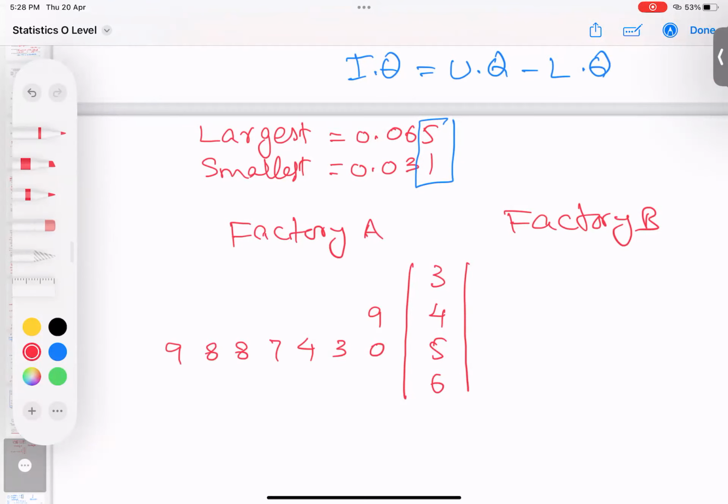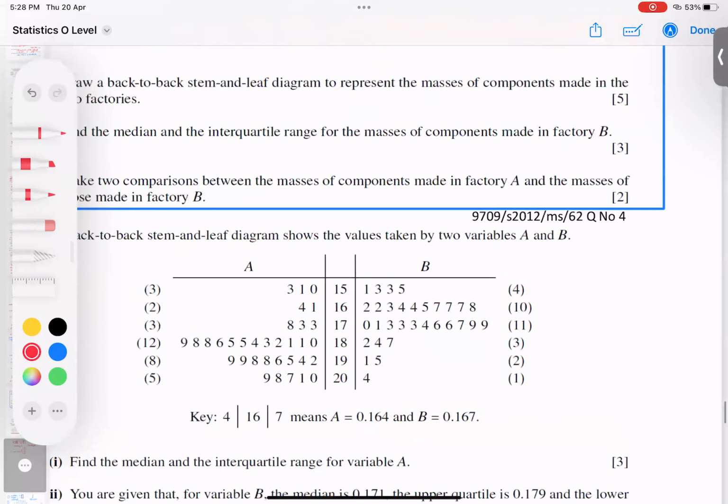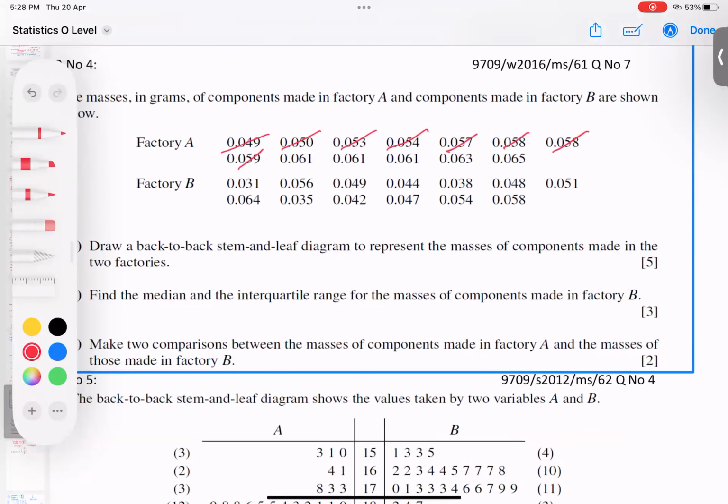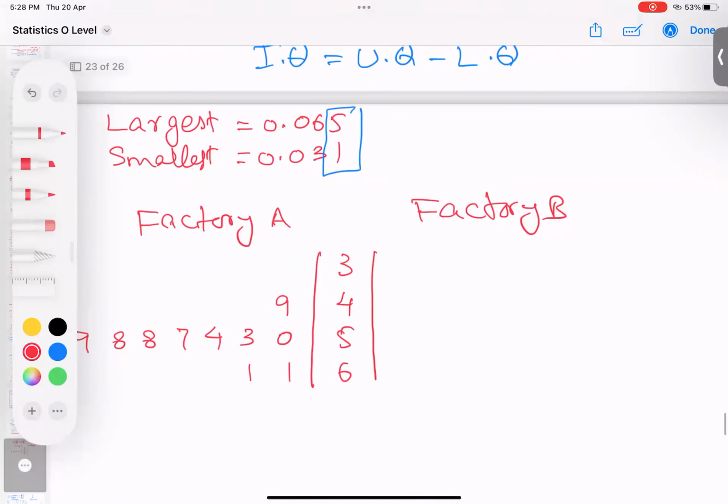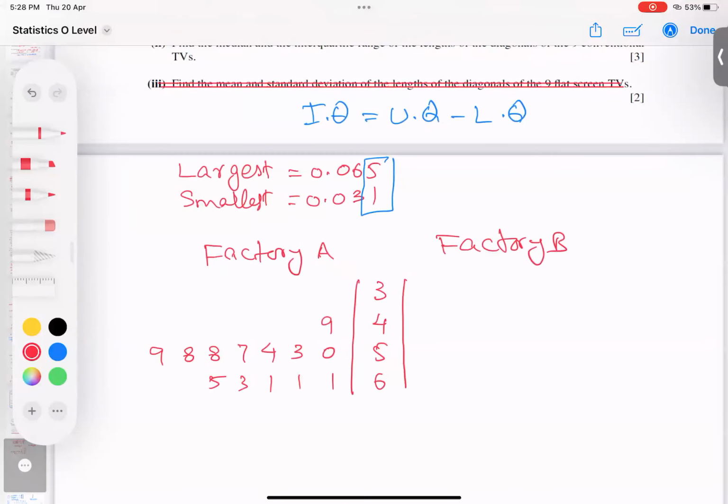I think it's all clear. You see how much care I'm taking. Now these are all the 60 values: 61, so 1, 1, 1, 3, and 5. So factory A is okay.